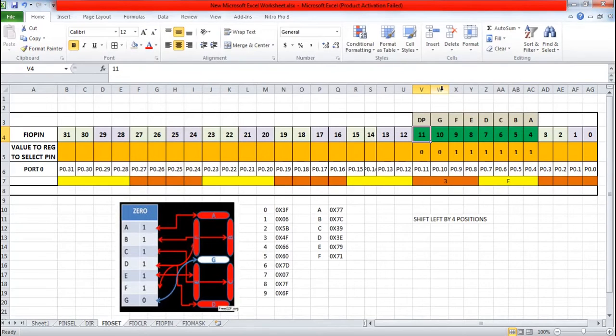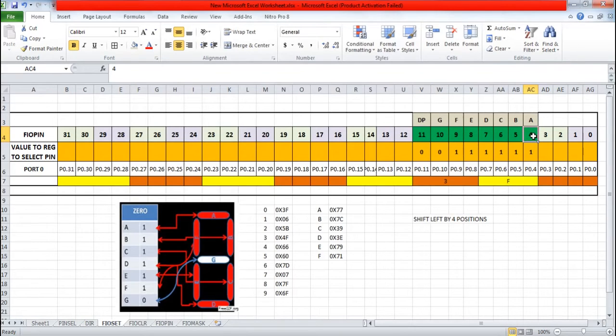Now let us look into the different values that are supposed to be written to the FIO pin register to display a particular number in the 7 segment display. Suppose you want to display 0, then the LED segments A, B, C, D, E, F should be activated and the LED G should be inactive.